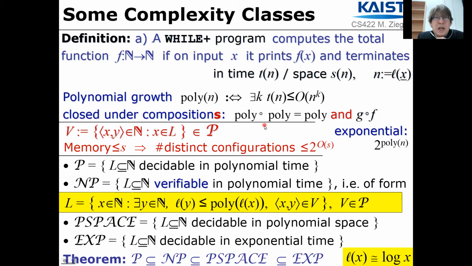So that's all for today. Next time we're going to continue, and we're going to consider example problems and try to put the example problems into these computational complexity classes.